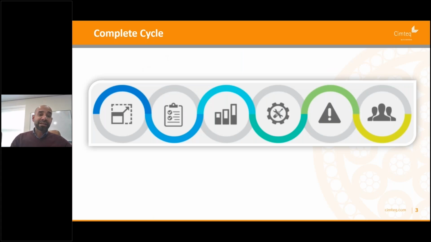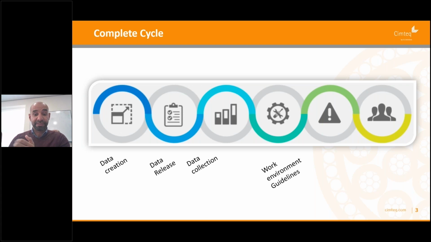Well, the complete cycle of our work in the cable industry. The first one, we start with the data creation. We'll present what data creation means, then data release to the machine, and then data collection, getting back the feedback of the real production. So you are releasing theoretical data and getting feedback from the real production. Then the work environment guideline: how does the operator find the instruction for running the machine, running the cable, and the best practice for running his work.